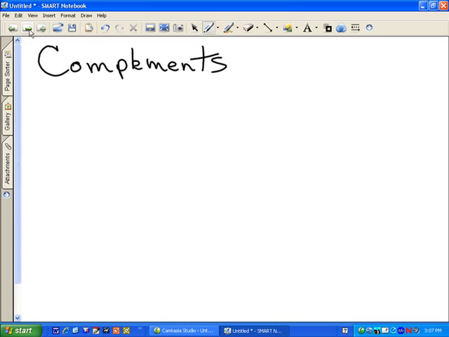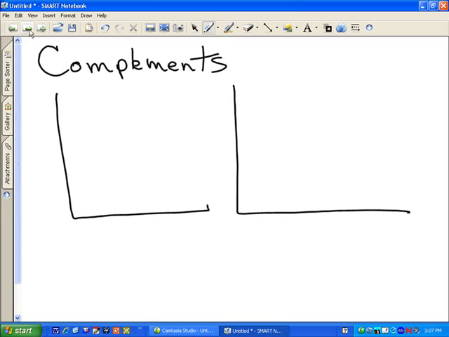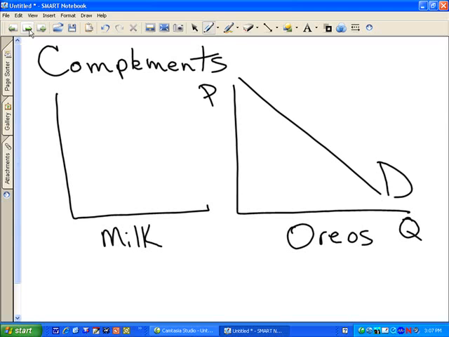The next one is complements. Let's do this. Let's have milk and Oreos. I hope you're not hungry. Get everything labeled so we know what we're graphing. That's always the safest.